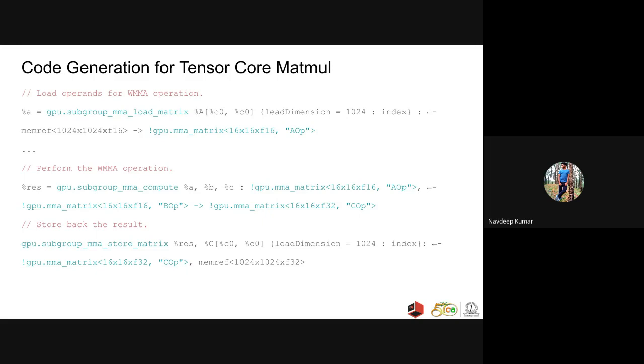So this is an example usage of these operations. First, you use the gpu.subgroup_mma_load_matrix. It takes as operand a memref and indices into the memref from where you want to load the matrices. So here it's a 1024 cross 1024 matrix, and a small 16 cross 16 matrix is being loaded by this op. You can use the subgroup MMA compute op to perform the actual matrix multiplication. The result produced by this op can be stored back to the global memory or shared memory using the gpu.subgroup_mma_store_matrix op.